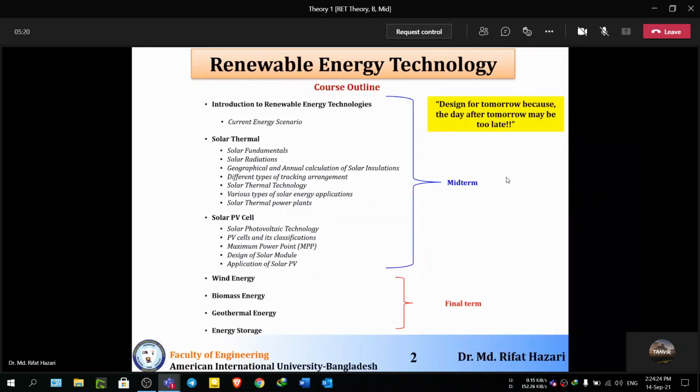And I got one interesting quote: design for tomorrow, because the day after tomorrow may be too late. It's true for all the fields, right? When you are thinking or designing, you have to design for tomorrow. If you think about the day after tomorrow, maybe it will be too late. It's applicable for all the fields, right, students? Yes, sir. Or actually in our personal life as well, right?